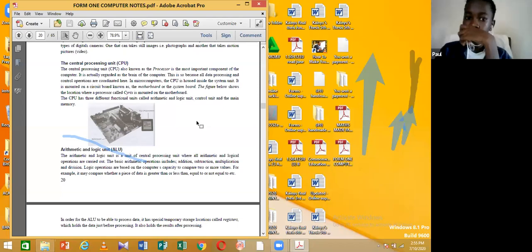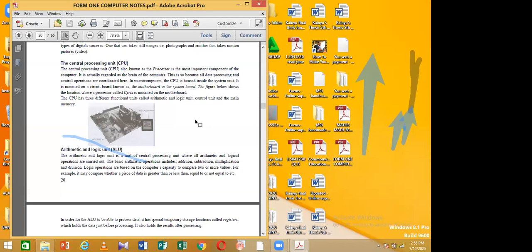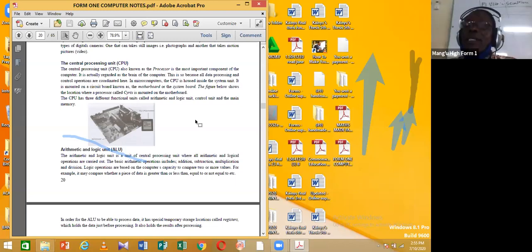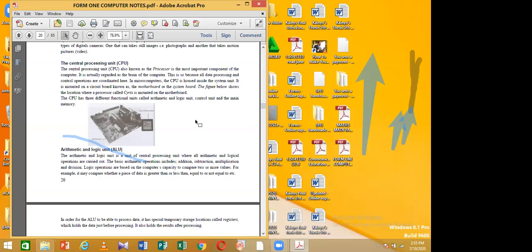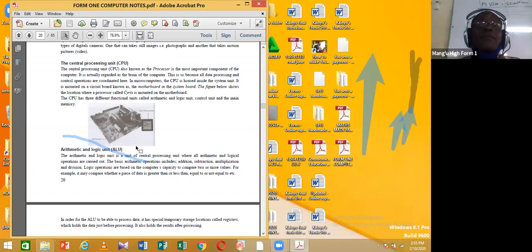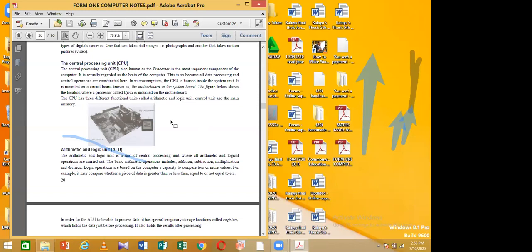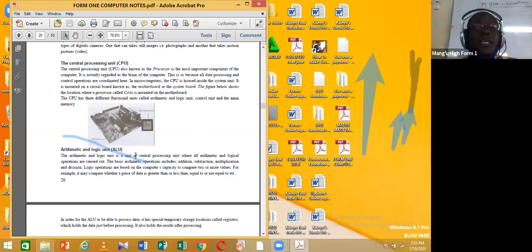I didn't hear the ALU clearly. ALU, Arithmetic Logic Unit. That stands for Arithmetic Logic Unit. CU stands for Control Unit, and the other part is the main memory.